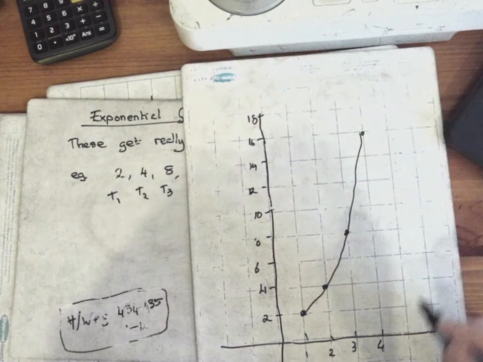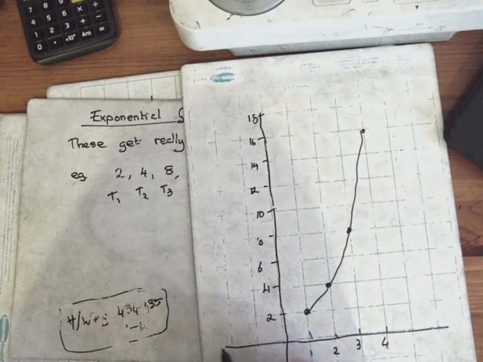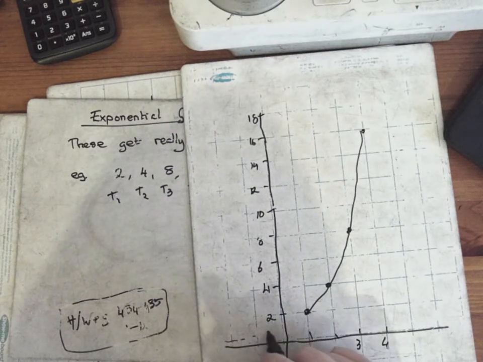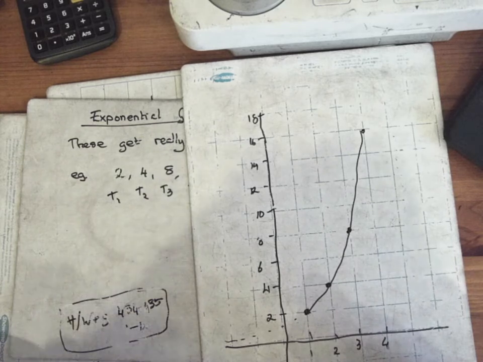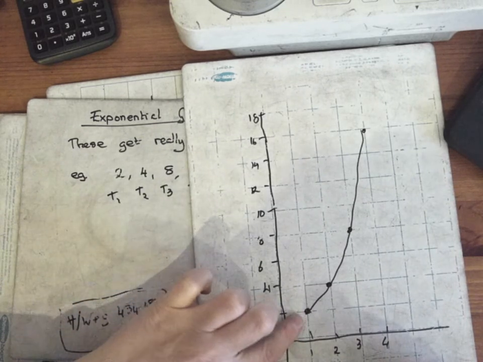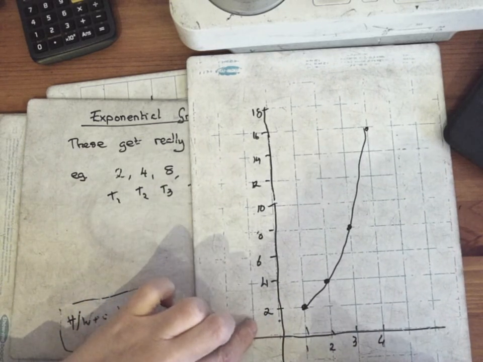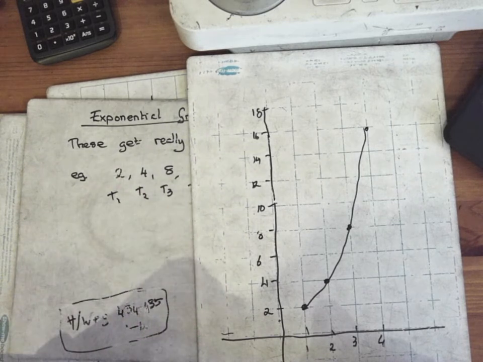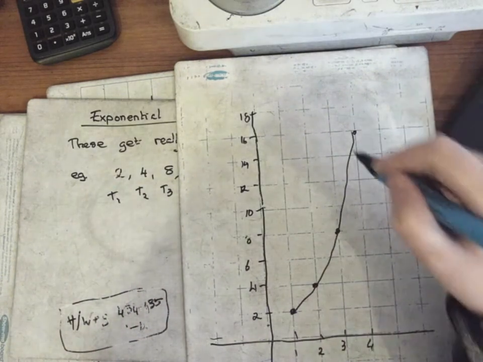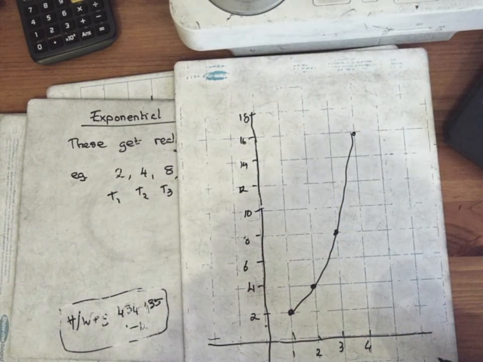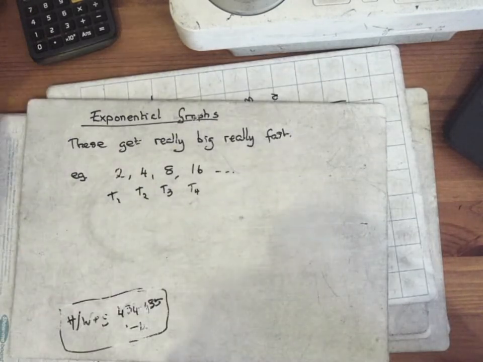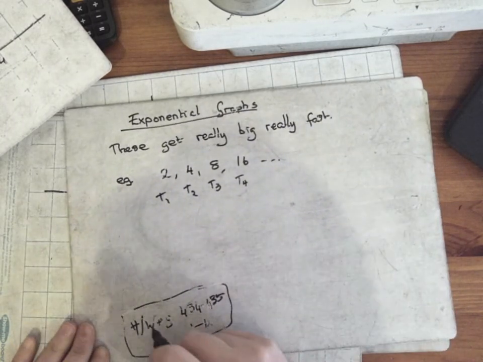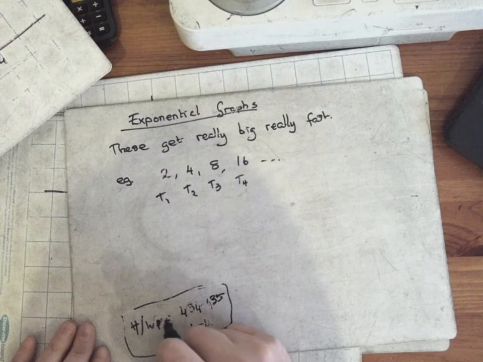Now, that might look like half a happy face, but it's actually not. If you were to continue that, it would go like that. But don't worry about that. All you need to know about an exponential graph is you're multiplying by a constant and it gets really big, really fast.